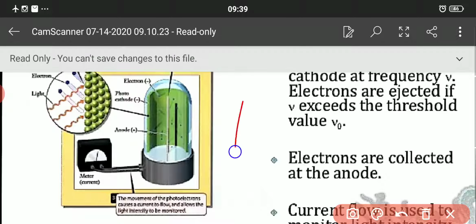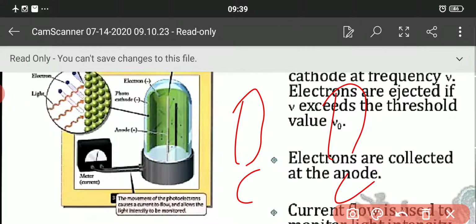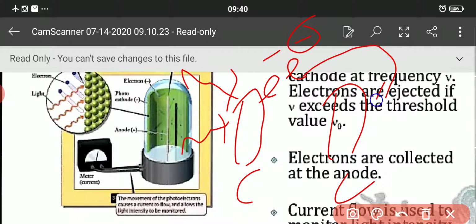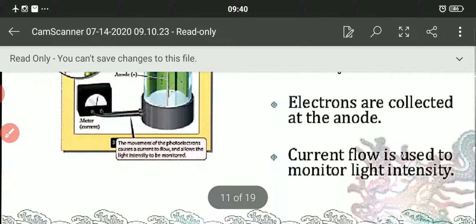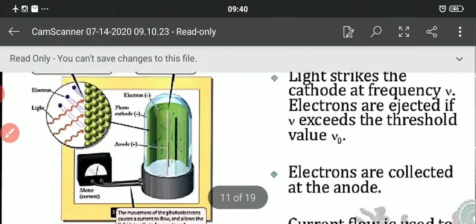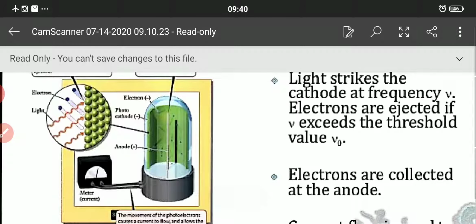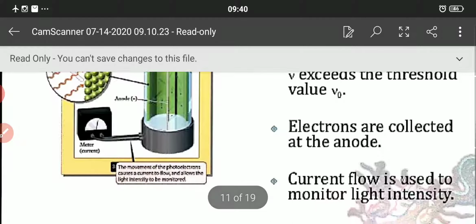For example, here it is cathode and anode. If you apply the frequency to the cathode, the electrons from the cathode are ejected. Now they travel and are attracted to the anode. Remember this: in photoelectric effect, the cathode generates the electrons while electrons are collected at the anode.